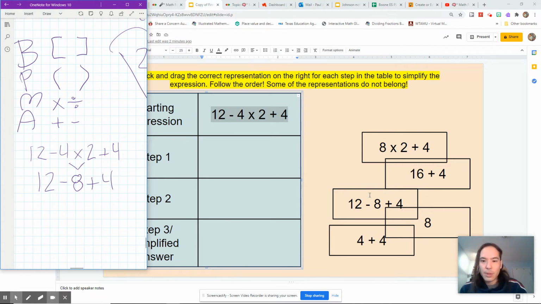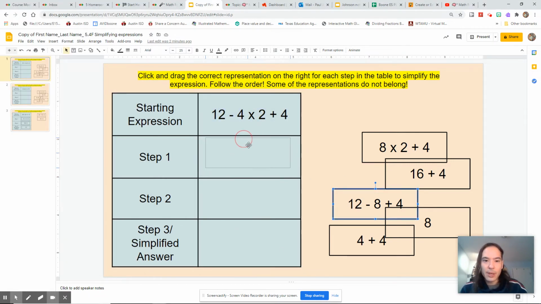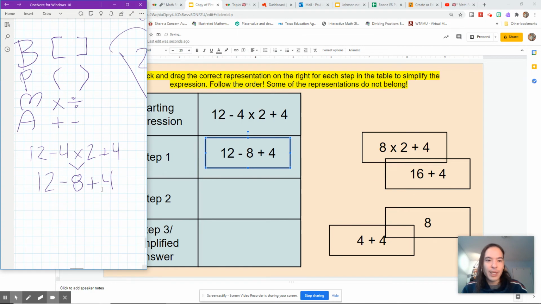So looking at our answer choices, there is what we're looking for, 12 minus 8 plus 4, which is where we copied down the 12, we copied down the subtraction sign, we figured out the product of 4 times 2 was 8, so we replaced 4 times 2 with 8, copied down the addition sign, copied down the 4. All right, so there you're looking at 12 minus 8 plus 4, which is step 1.